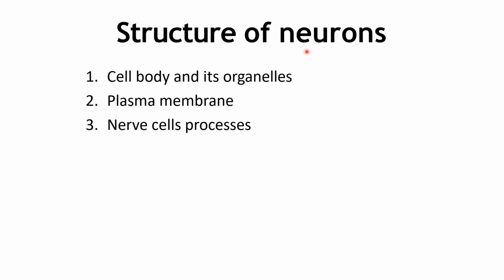Coming to the explanation of the structure of a neuron. Mainly a neuron has 3 elements. First one, cell body and its organelles. Second, plasma membrane. Third, nerve cell processes. You have to explain about each one in detail. Further in this video, you will see only the key points. You can see the detailed video on neuron to study the complete answers of this question.